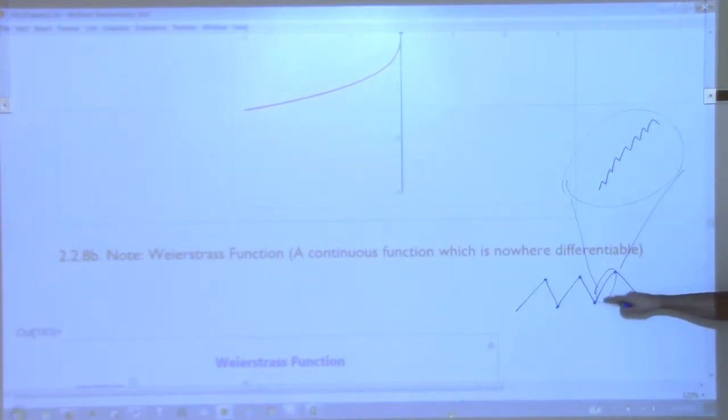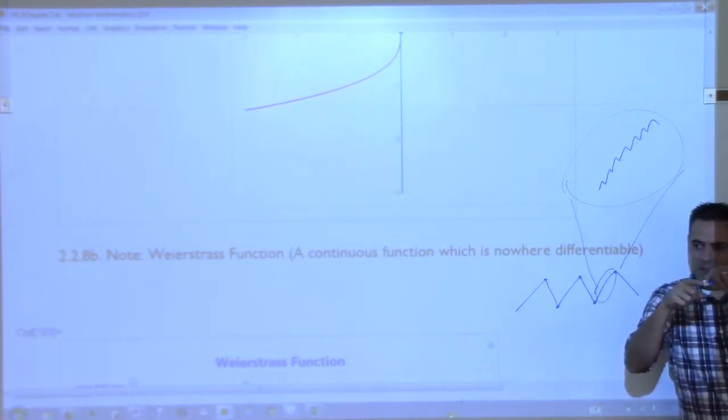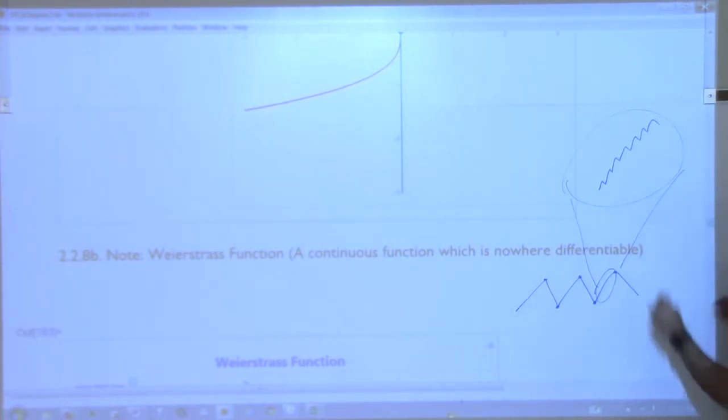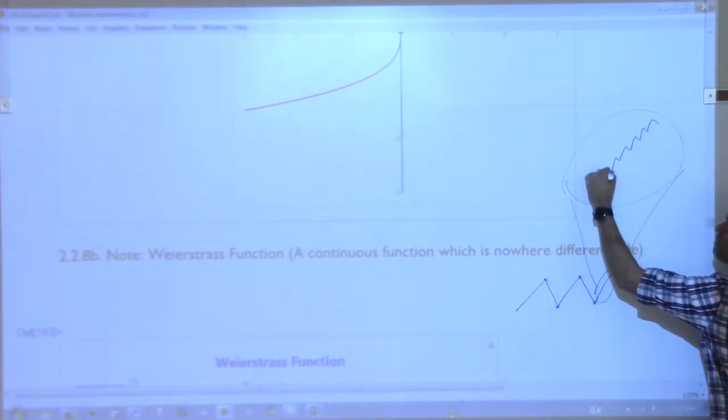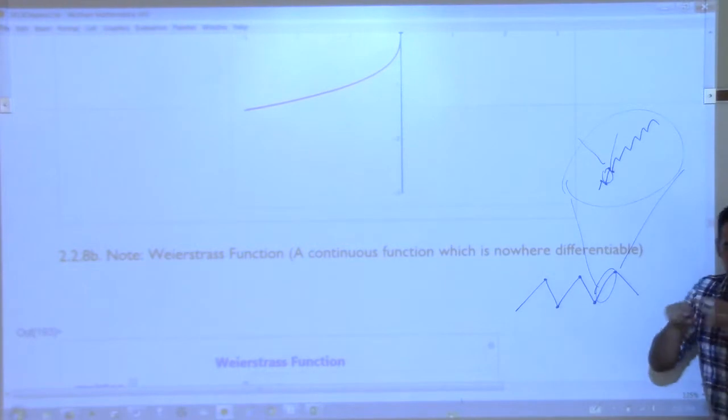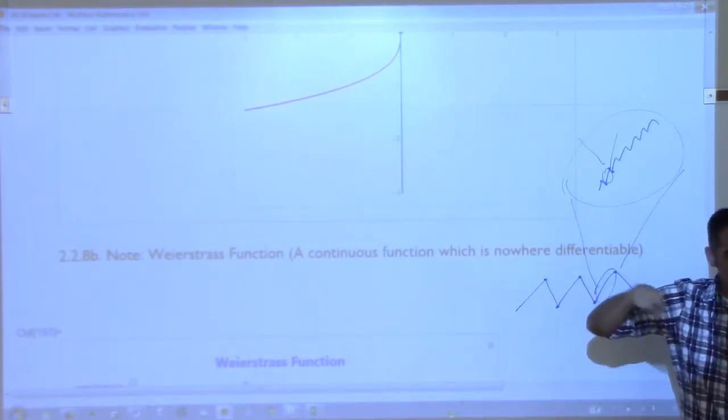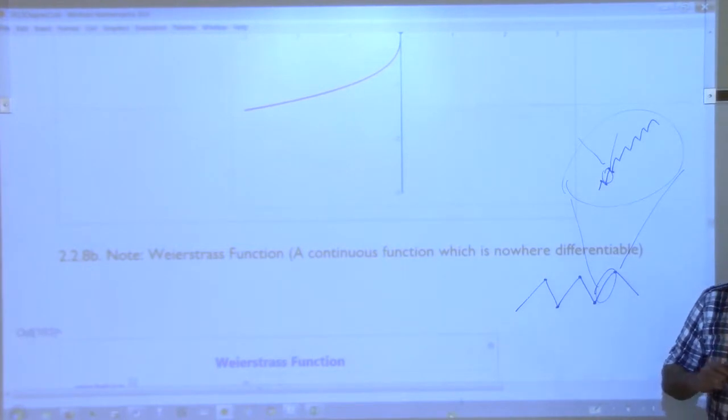So this little piece right here has little saw teeth, kind of, right? Then it wouldn't be differentiable at each of those corners, right? And then what if each of those little pieces, if you zoomed in on it, had little saw teeth? And you could zoom and zoom and zoom forever, and you'd always have saw teeth. Then you would have the function we're looking for. And this is actually it.